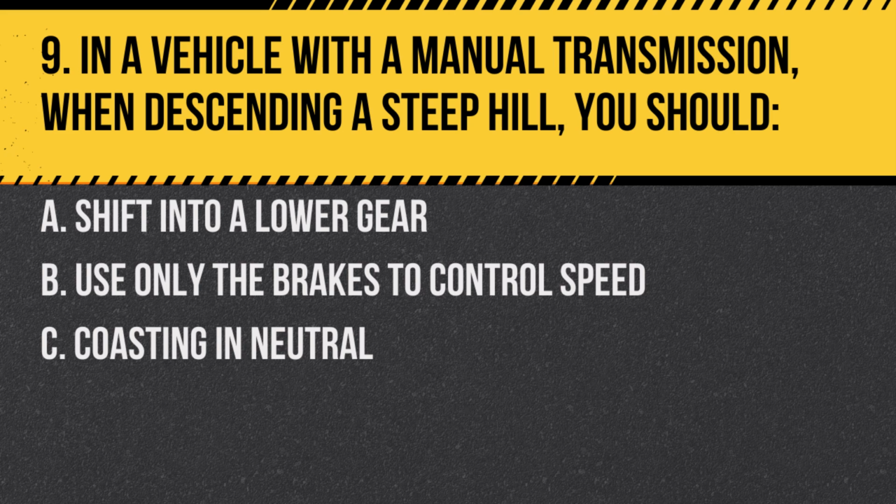Question 9. In a vehicle with a manual transmission, when descending a steep hill, you should: A. Shift into a lower gear. B. Use only the brakes to control speed. C. Coast in neutral. Answer: A. Shift into a lower gear. This practice, known as engine braking, helps control the vehicle's speed without overusing the brakes.